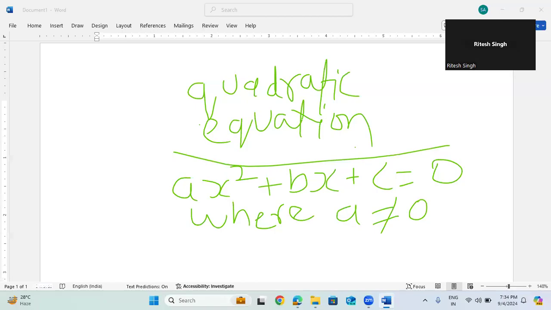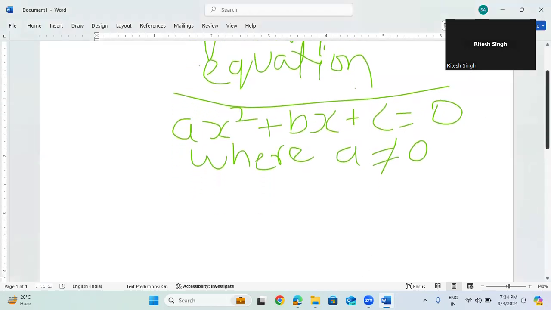Hello friends, today we will learn about quadratic equations. So the first question is, what is a quadratic equation? First we will go by the definition and then try to understand the logic behind it.